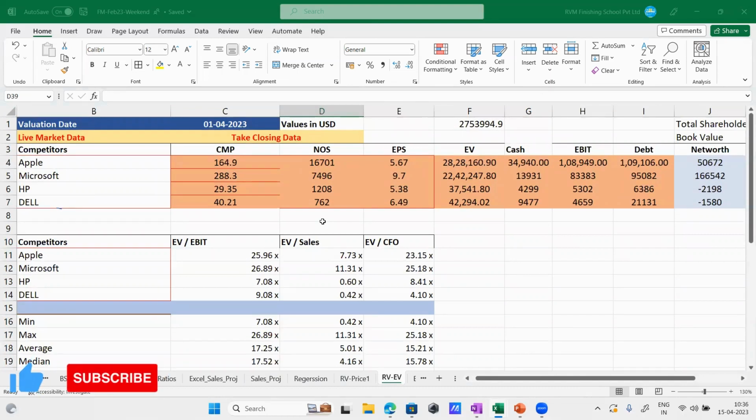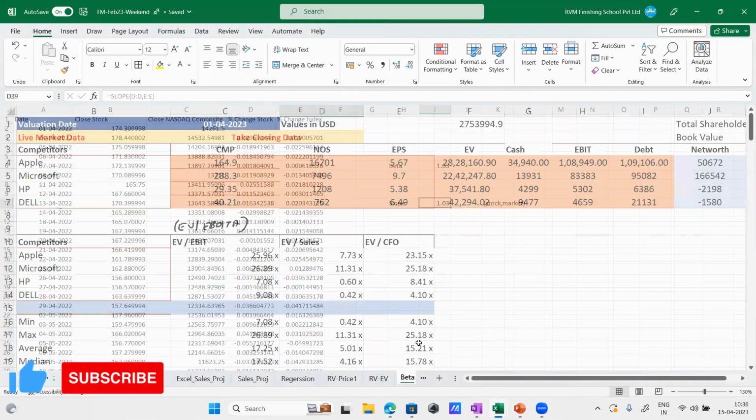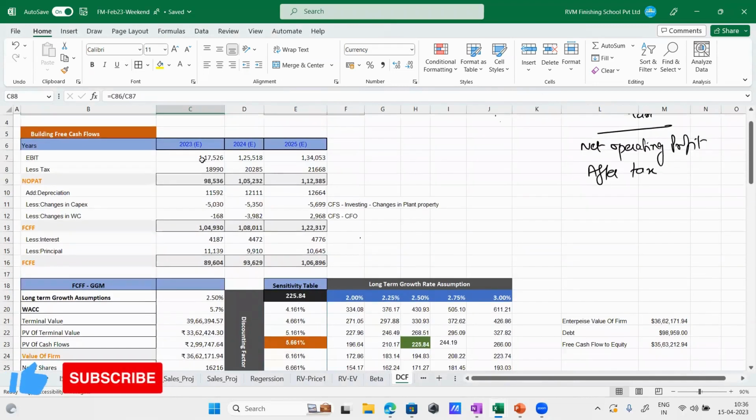We'll talk about EV by EBIT, EV by sales, or EV by CFO. With EV by EBIT, you can also see the method which is EBITDA. It will help you in calculating all of it. Then there's the beta calculation. We'll move into discounting of cash flows at the end, and this can be done only once we have finished the entire projections.